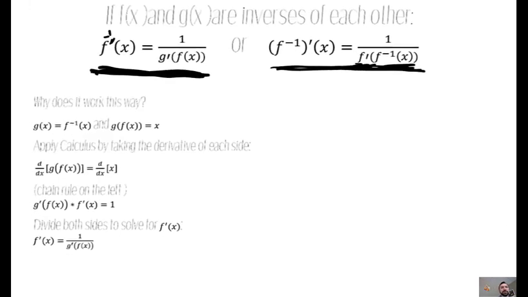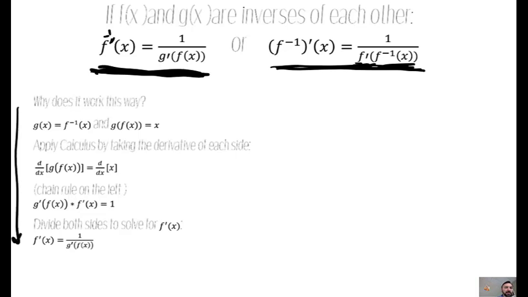So if you're interested in where this comes from, then please follow these steps. That's not something that you really need to know for this class. You just need to know the formula and be able to manipulate it a few different ways.